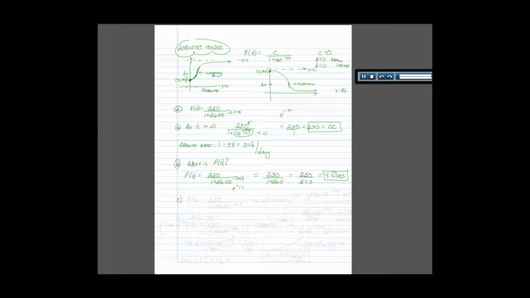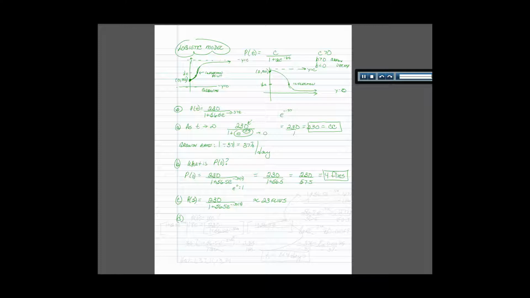Then let's look at C. It says, what's the population after 5 days? Well, obviously that means what is P of 5? So we would have 230 over 1 plus 56.5 e to the negative 0.37 times 5. You're just going to put that in the calculator, you guys. And it's approximately 23 flies. There's people that actually do this, study this fly business.